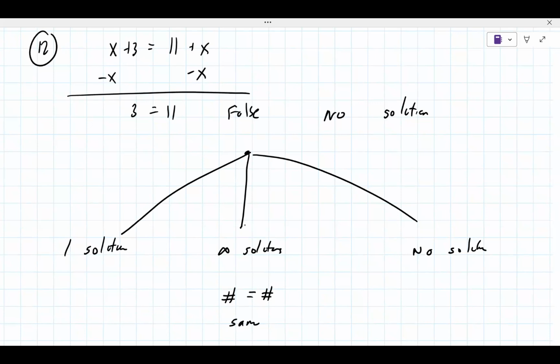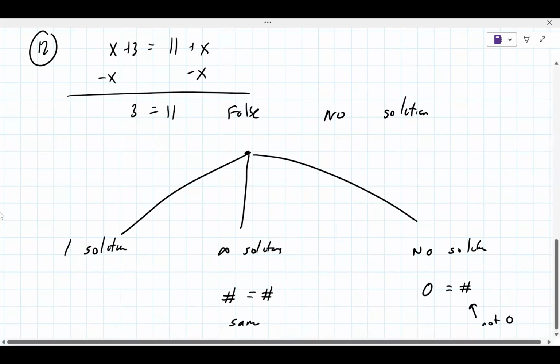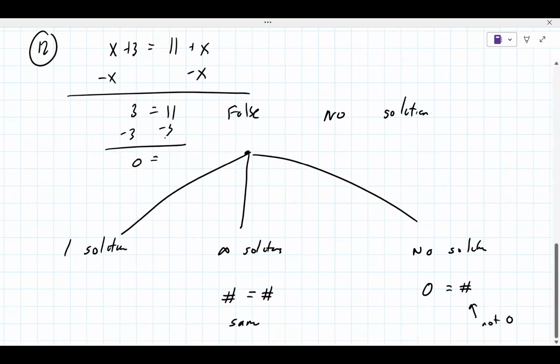No solutions is typically like 0 equals a number, but this number is not 0. They're really two different numbers. Notice if you subtract 3 from both sides, you get 0 equals 8. They don't have to be the same number though. They cannot be the same number.